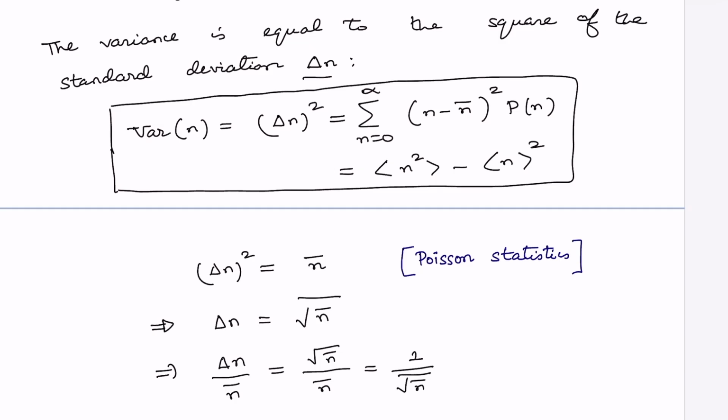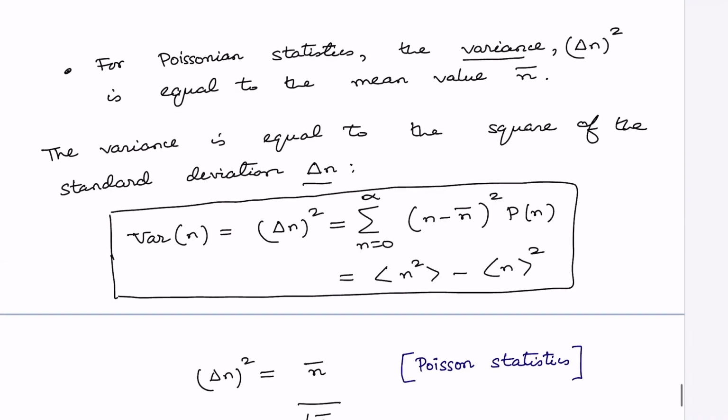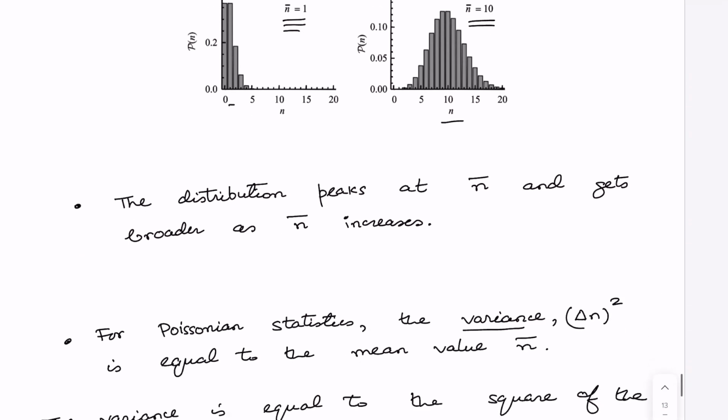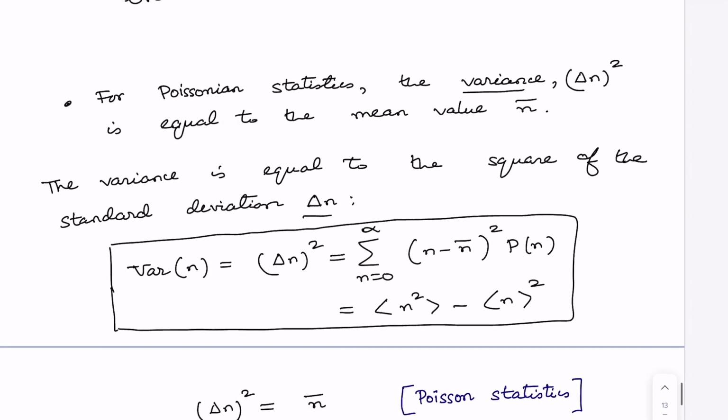It is very clear from this expression that the relative size of the fluctuation decreases as the mean value of the photon number increases. And it is also evident from the representative plots for the Poissonian distributions that we have shown here. As you can see, as the mean number of photons is increasing, the relative size of the fluctuation is also decreasing.